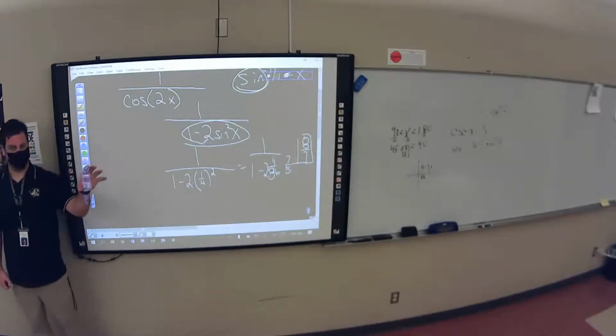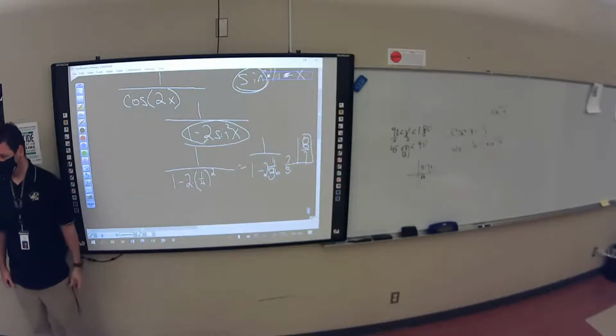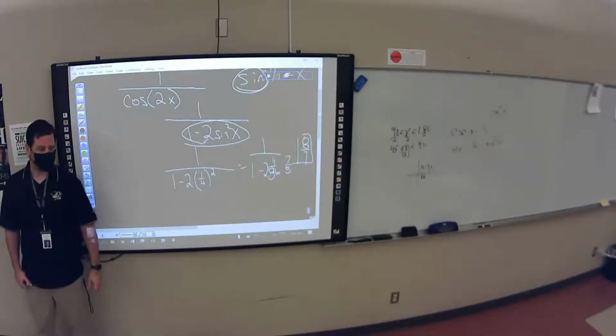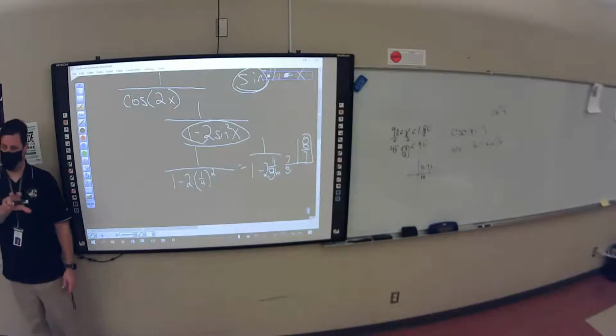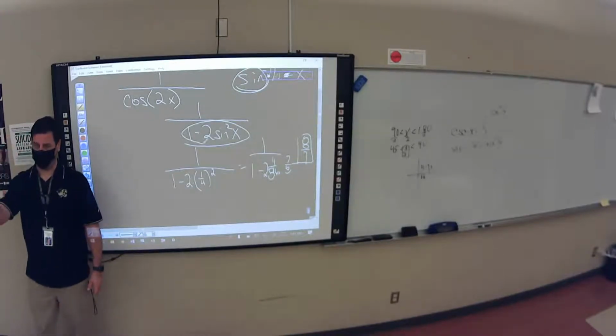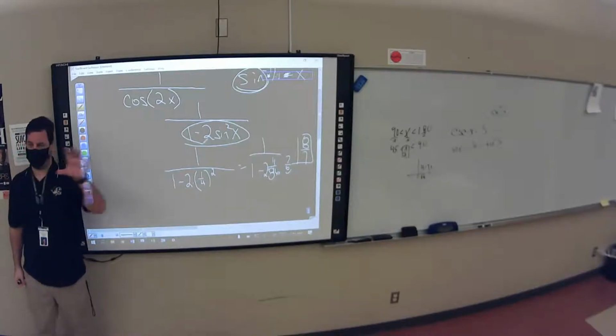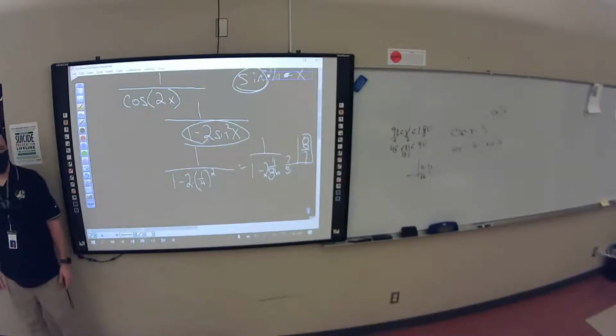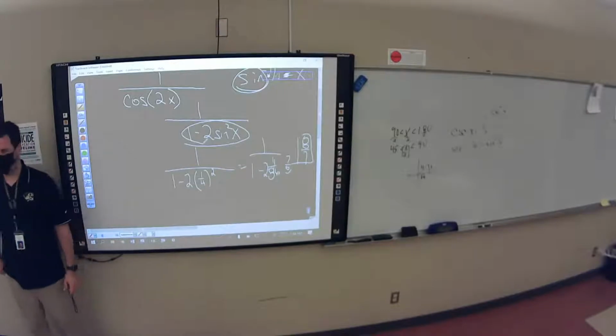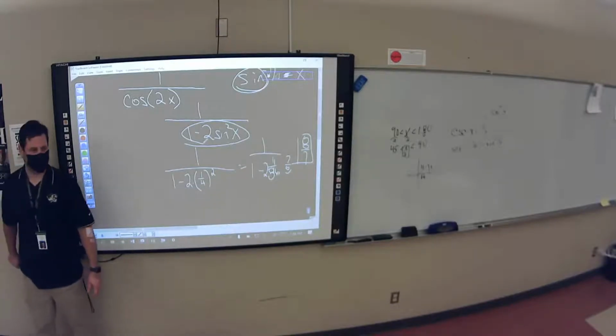2 sine of x is not sine of 2x. That's different. It's completely different. 2 times the angle is different than sine of the double angle. It wasn't a double angle, it was 2 times the sine of that angle. Big difference. Big mistake. All right.